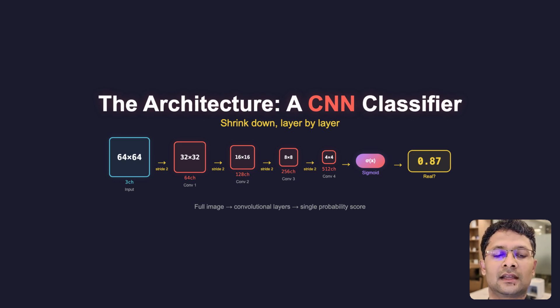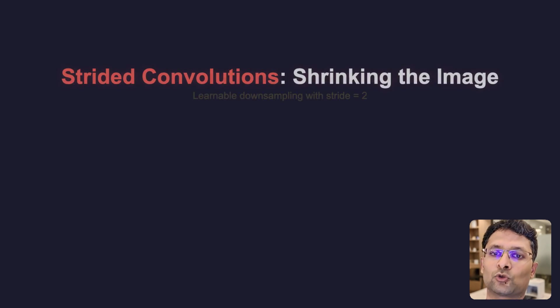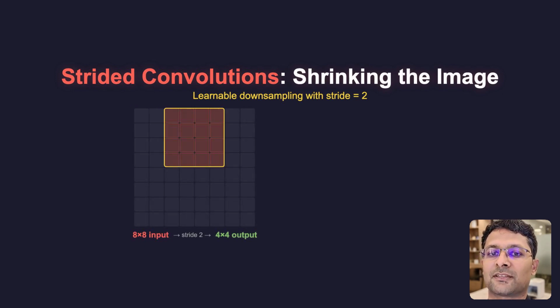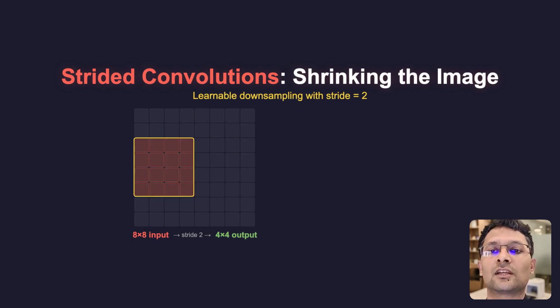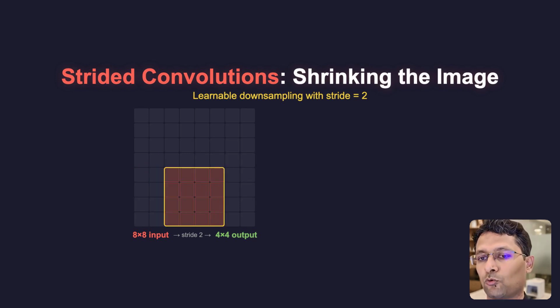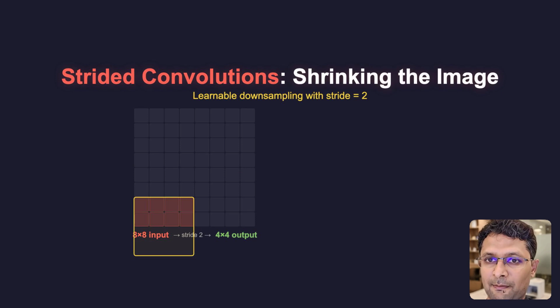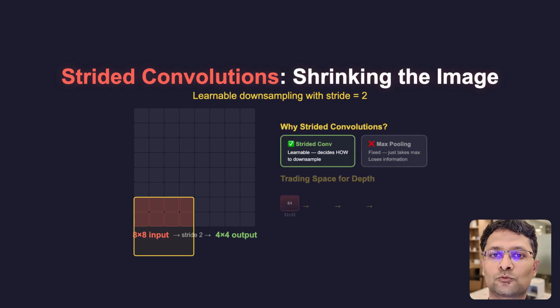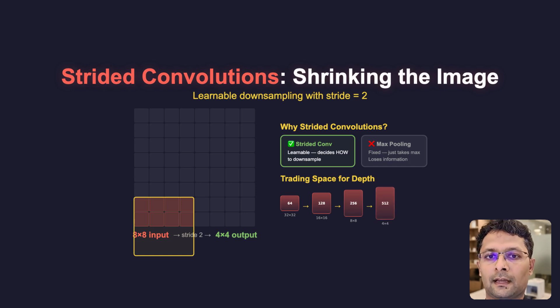Instead of max pooling, the discriminator uses strided convolutions. A stride of 2 means the filter jumps 2 pixels at a time instead of 1. This naturally halves the spatial dimensions at each layer. Why strided convolutions instead of pooling? Because they are learnable. The network gets to decide how to downsample rather than just taking the maximum value. Each layer has more filters but smaller spatial size, trading space for depth of understanding. 64 filters at 32 by 32, then 128 at 16 by 16, then 256 at 8 by 8.